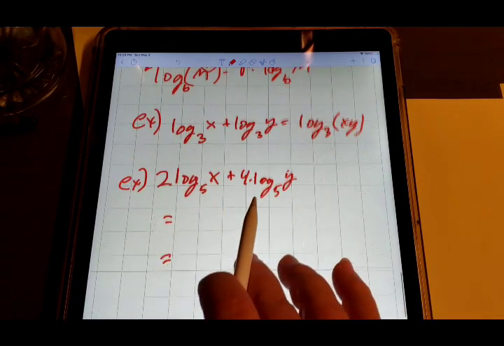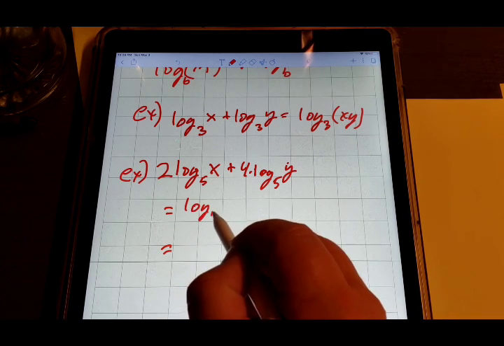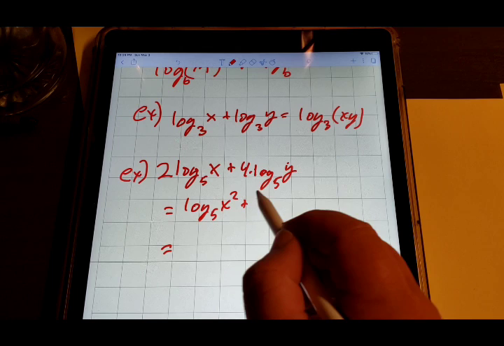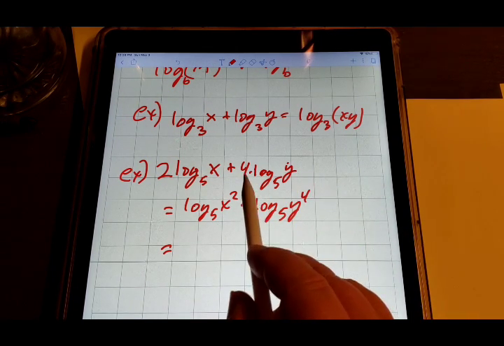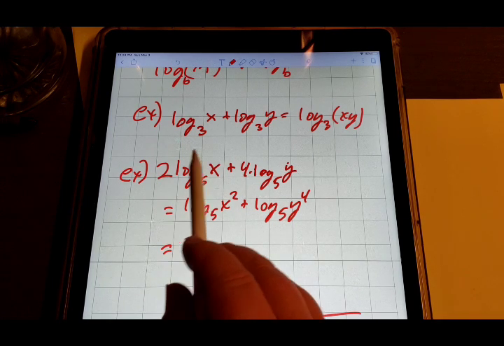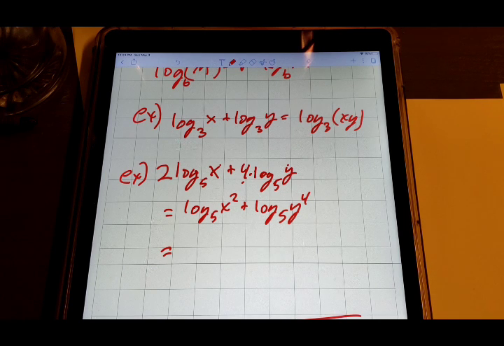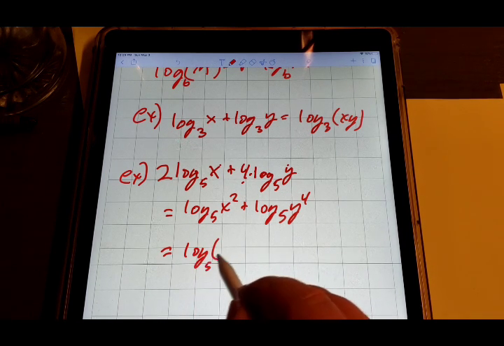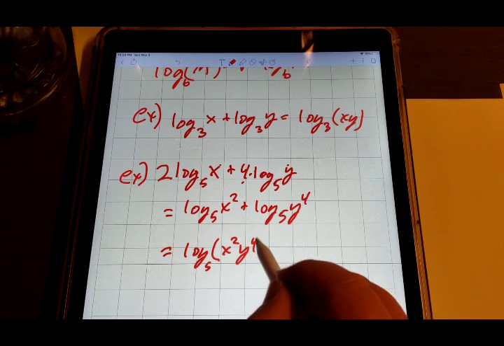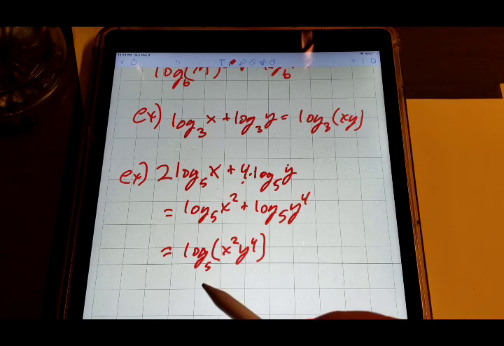This one's going to take a couple of steps. I can write this as log base 5 of x squared plus log base 5 of y to the 4th. And hopefully you see what I'm doing here. I took this 2 and brought it up into the argument. Took this 4, brought it up into the argument. Now that I have this, I can put it all together. Log base 5 of x squared y to the 4th. So this would be a good manipulation if they asked me to write it as one logarithm.